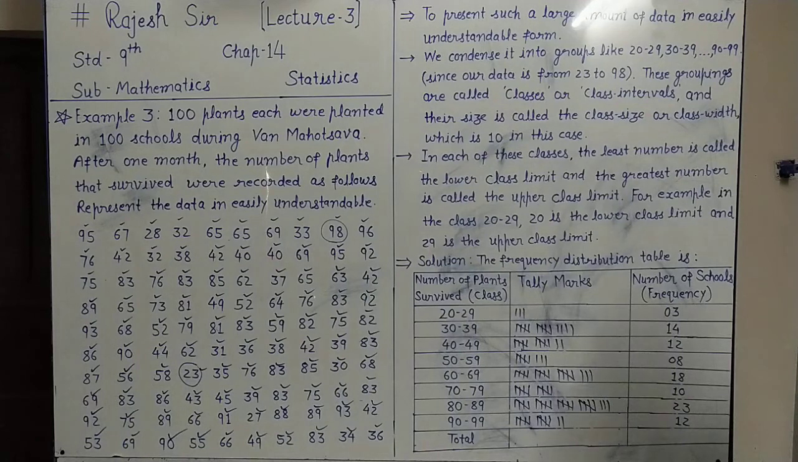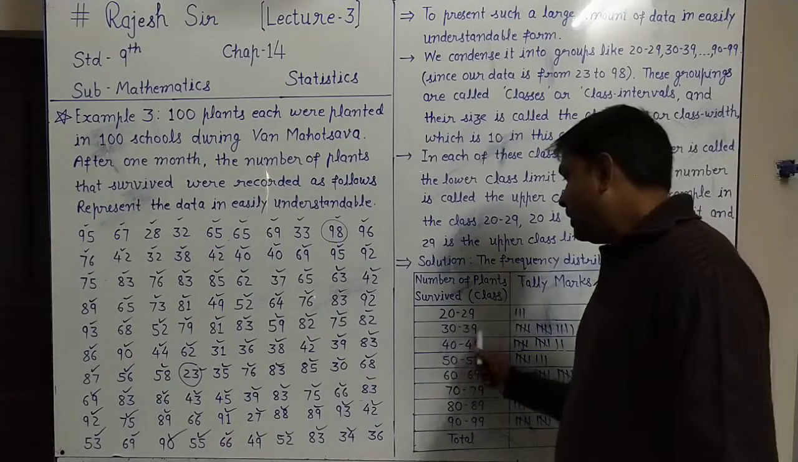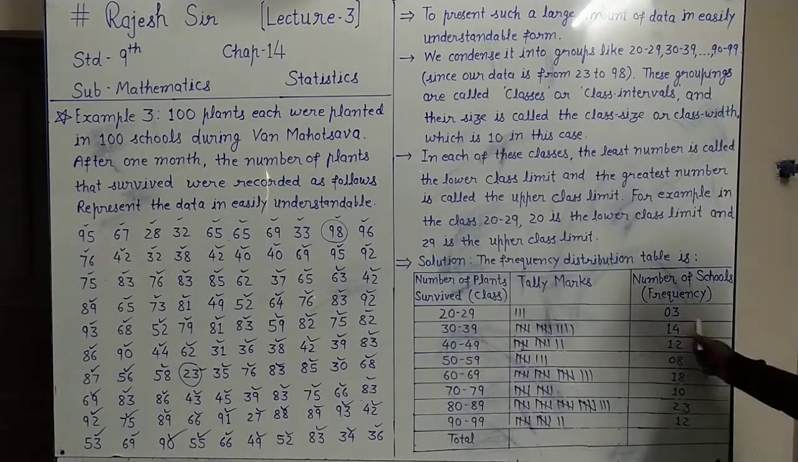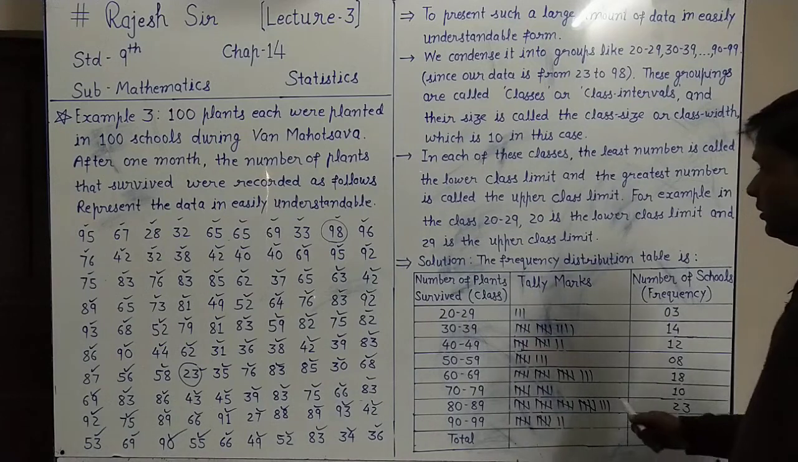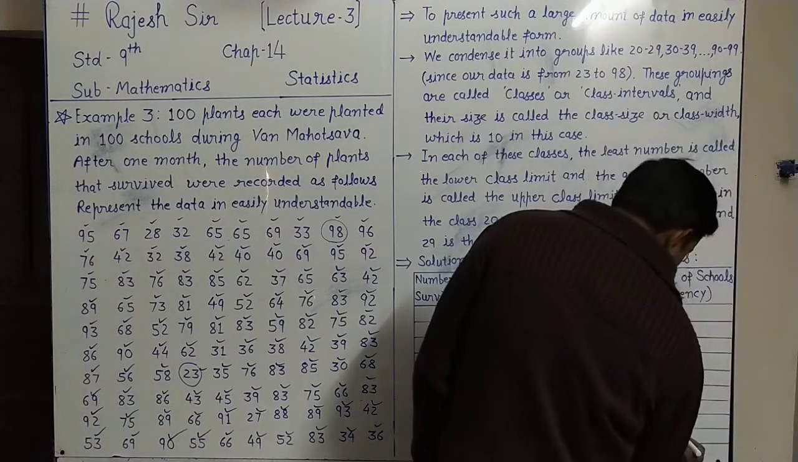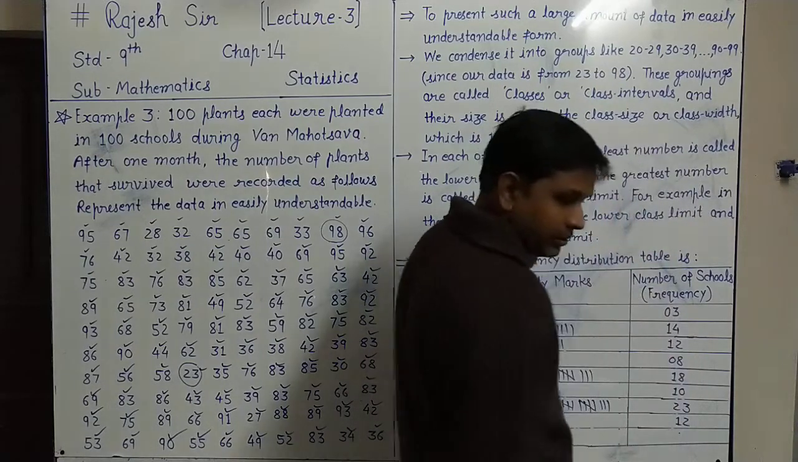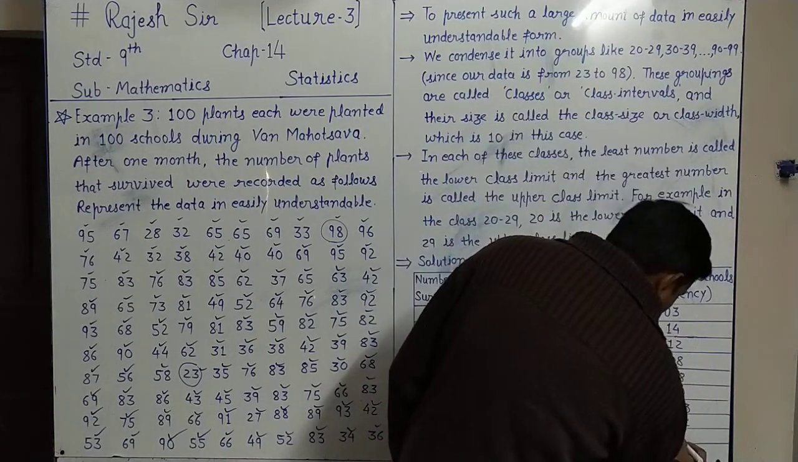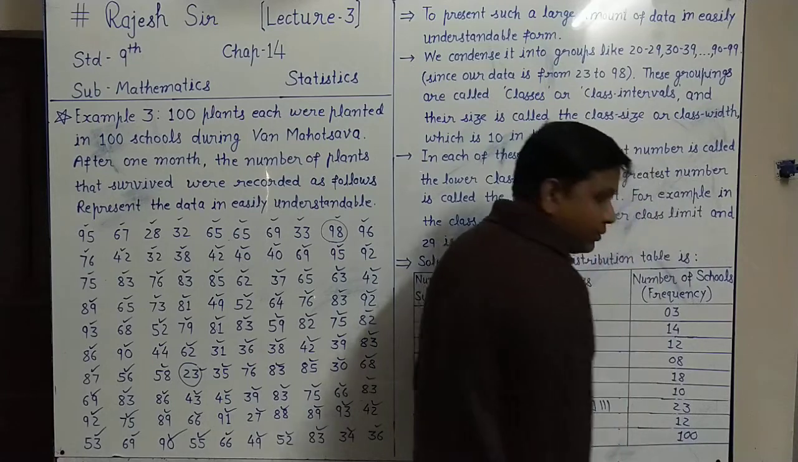in each of these groups survived plants are, this way we have categorized, and now we can understand it very easily. That 20 to 29 plants are survived in 3 schools. 30 to 39 plants, between that the survived plants are in 14 schools. This way, well categorized, and it is an easily understandable form, and these are totally 100 plants. Right? Total 100 plants categorized this way.